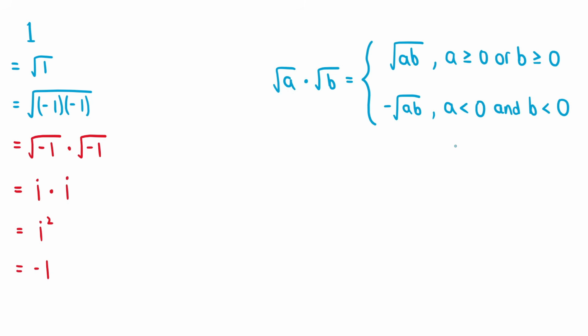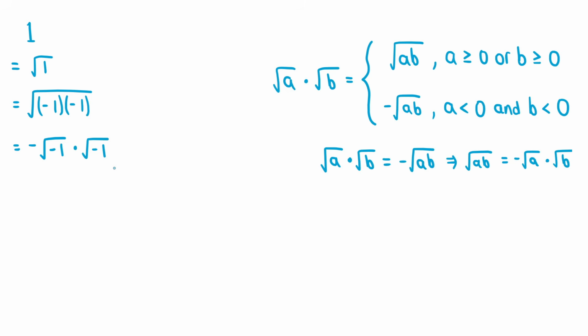The actual extended property to include negative numbers is square root of a times square root of b equals square root of ab if either a or b is greater than or equal to 0, which basically means if a and b are not both negative. If a and b are both negative, then square root of a times square root of b equals negative square root of ab. So with this new knowledge, we can fix our proof so we don't get something nonsensical like 1 equals -1. So instead of saying that the square root of -1 times -1 equals the square root of -1 times the square root of -1, we should instead correctly use the property and conclude that it equals negative square root of -1 times square root of -1.